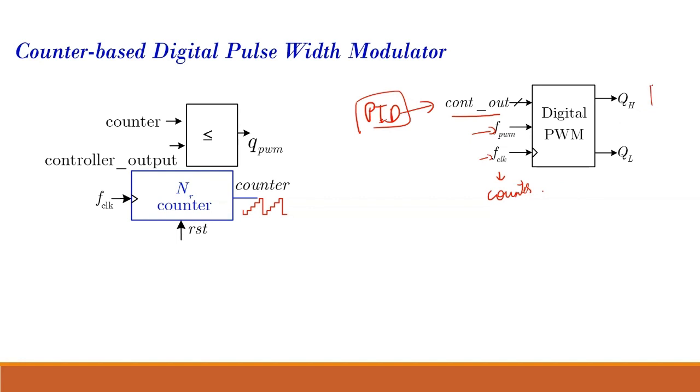QH is my high side signal, and QL is the complementary signal with a dead time included, so that those switches will not have a shoot through. So the logic is: my counter is incrementing like this, and when the controller output becomes less than the counter value, then QPWM, which was initially high, goes to 0. That is the logic. And this counter is being updated at a fixed frequency, that is 1/f PWM.